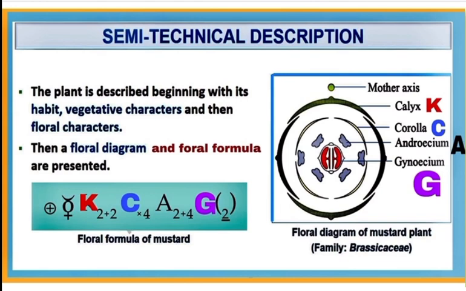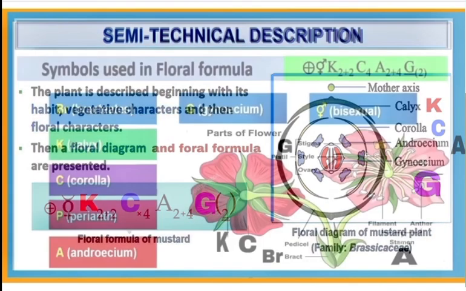The plant is described beginning with its habit, its vegetative characters, or you can say various features of various parts of plants, and then its floral characters. After this, we have to make the floral diagram and write the floral formula of the flower. Here you can see the floral diagram of a mustard plant belonging to family Brassicaceae and the floral formula of the mustard flower in a precise and scientific way.